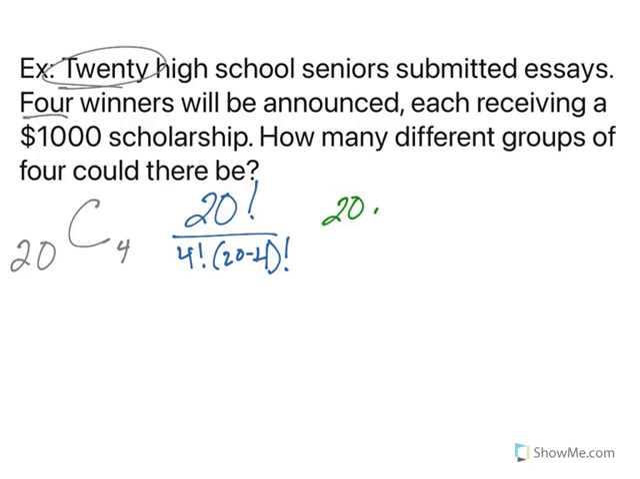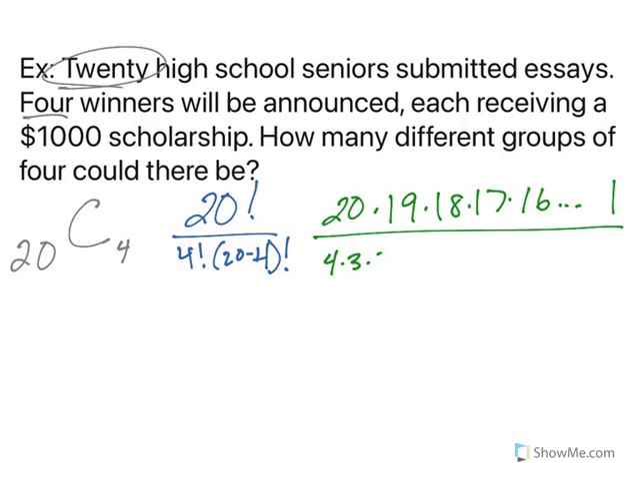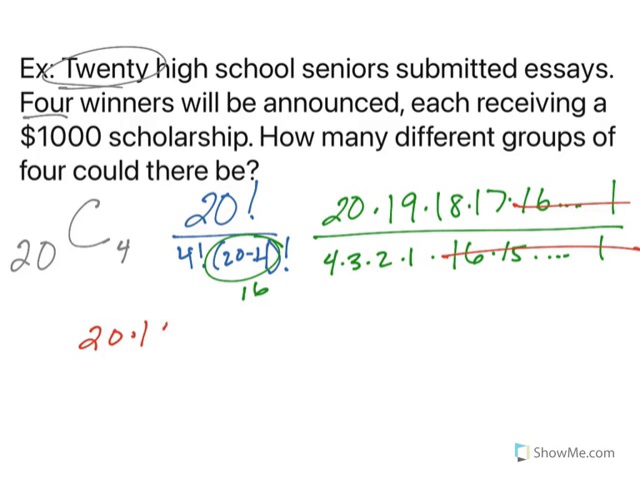Okay, so 20 times 19 times 18 times 17 times 16 all the way down to 1 over 4 times 3 times 2 times 1, and then 20 minus 4 is 16, so that's 16 times 15 all the way down to 1. So again, 16 down to 1, 16 down to 1, they go away. So I'm left with 20 times 19 times 18 times 17 over 4 times 3 times 2 times 1. Now, if you're using your calculator, this is a lot of math. But if you're just using the combinations button, that's fine. But if you're not, sometimes reducing your fractions first makes it a little bit easier.